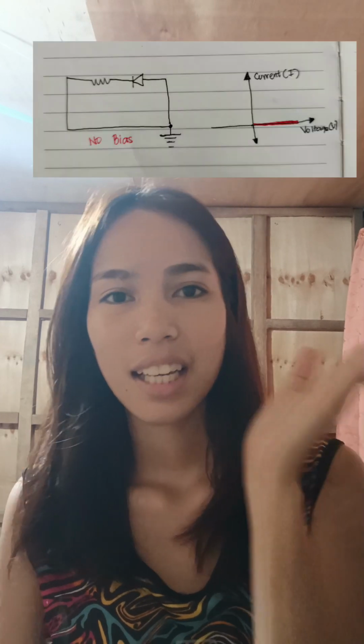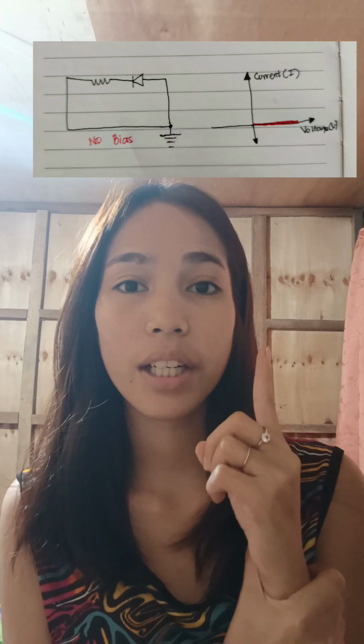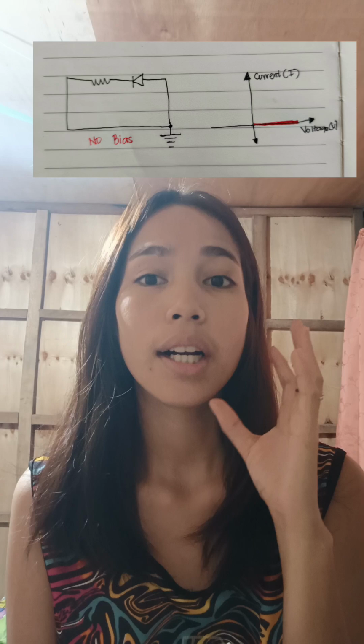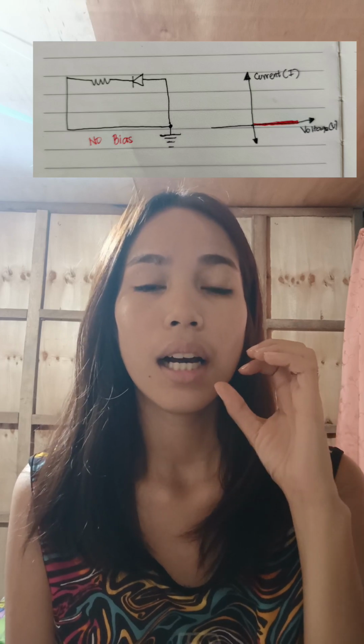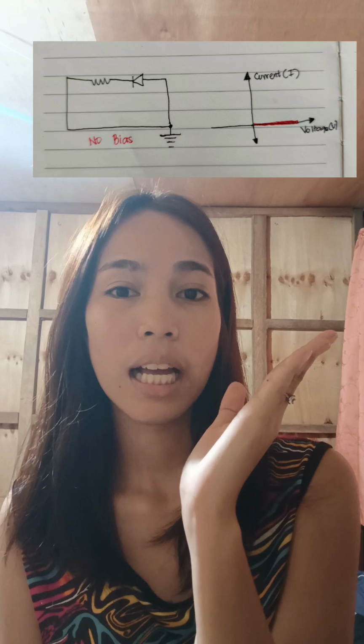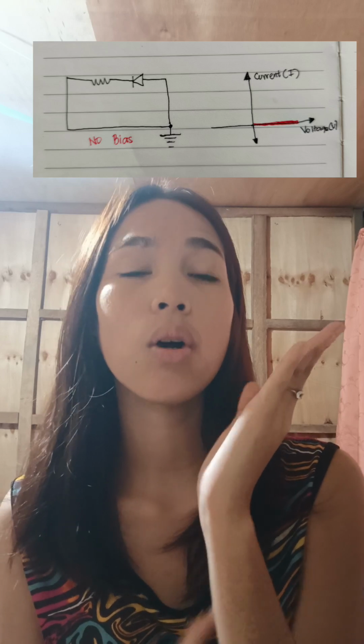So as you can see in this drawing, there is no external voltage applied to the diode. So there is no current flowing in the circuit. That's why, as you can see in the graph, in my drawing, it shows zero current at zero voltage.